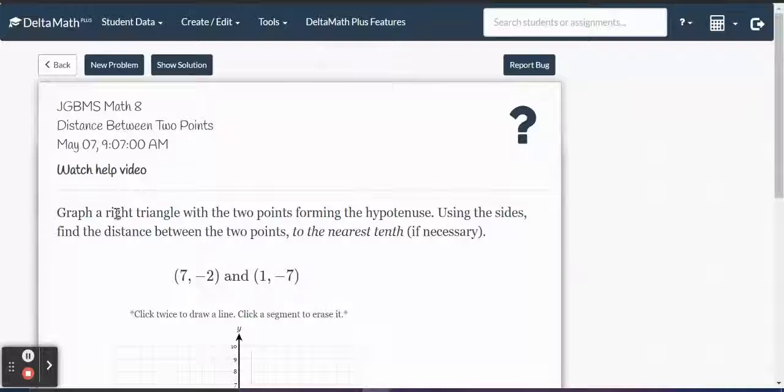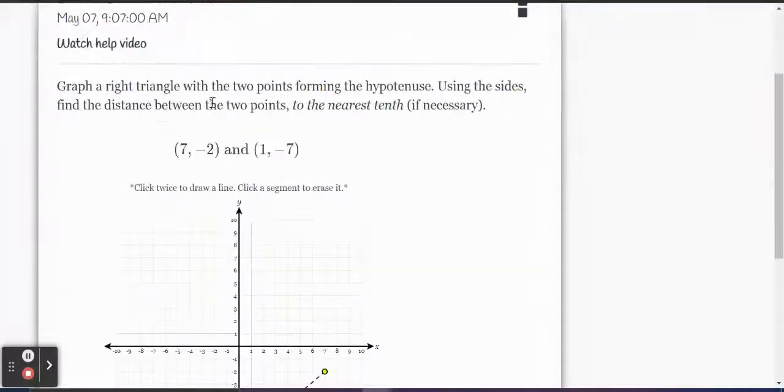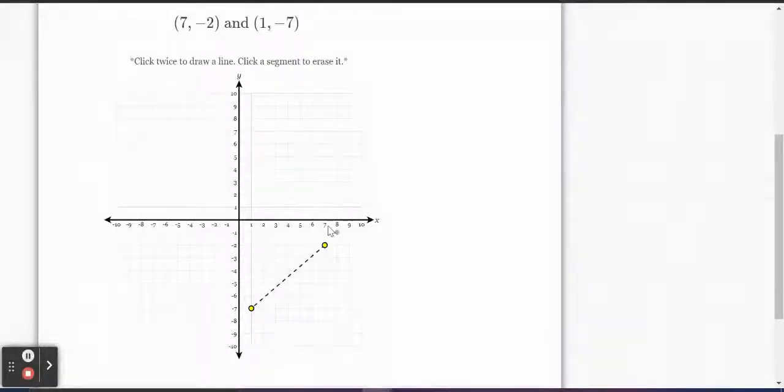So in this problem below, it says graph a right triangle with 2 points forming the hypotenuse. Using the sides, find the distance between the 2 points to the nearest tenth if necessary. So 7, -2, and 1, -7. So actually, these are graphed already for us. We don't have to graph these points. But what I do have to graph is the right triangle.